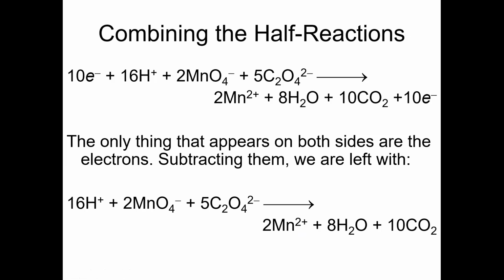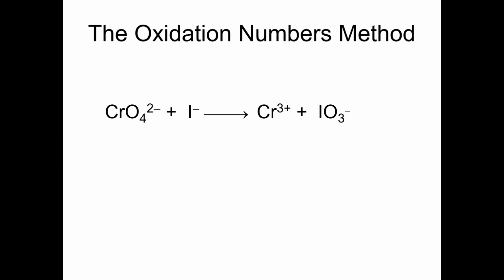And so you were able to do that and balance that redox reaction completely for electrons and atoms and charges without having to assign an oxidation number to anything. But it took a while. Let me show you a different method that does require you to assign oxidation numbers, but it moves more quickly because you don't have to separate things into half reactions. So this is the oxidation of iodide with chromate to give you chromium-3 plus iodate.